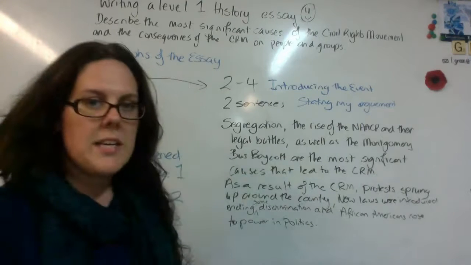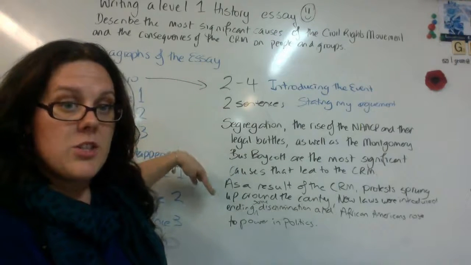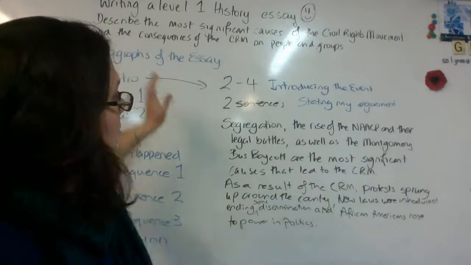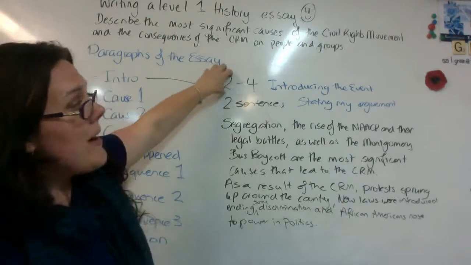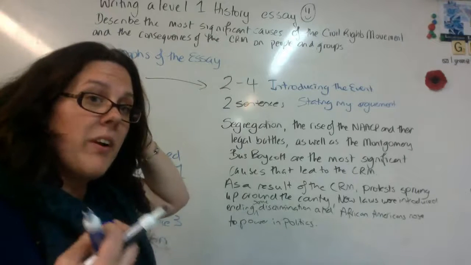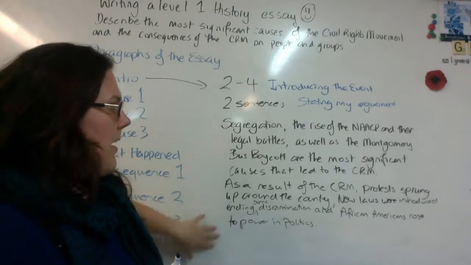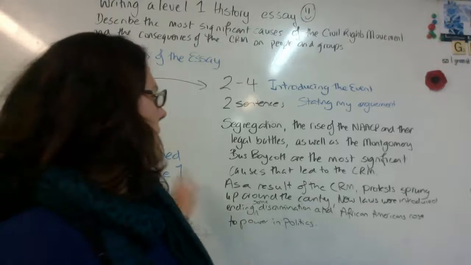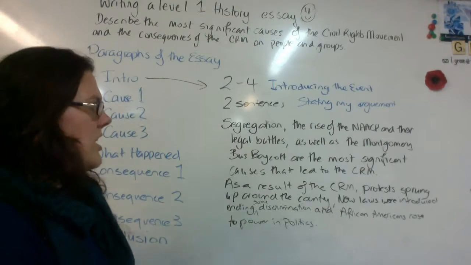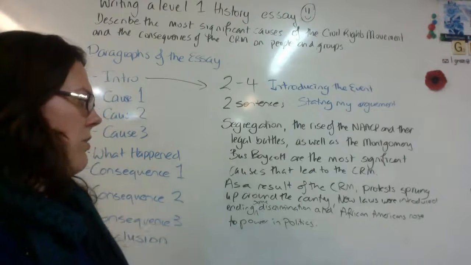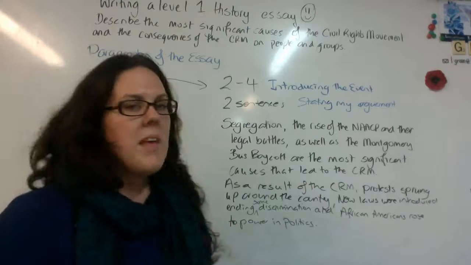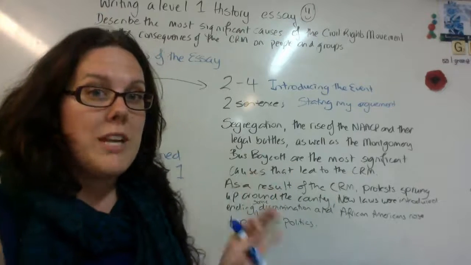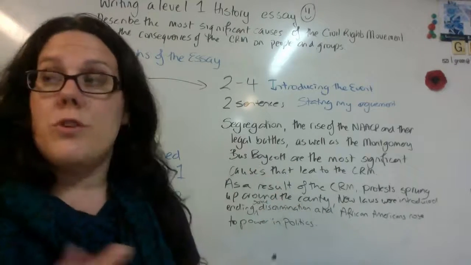Okay, so what I've done here is, with my first three sentences that I wrote before, that I showed you, and now my next two sentences, I've created my introduction. So something along the lines of introducing what the civil rights movement is about, how it started, what it did, then starting to link into what I'm going to talk about in my paragraph. So segregation, the rise of the NAACP and their legal battles, as well as the Montgomery bus boycott, are the most significant causes that led to the civil rights movement. As a result of the civil rights movement, protests sprung up around the country, new laws were introduced, ending some discrimination, and African Americans rose to power in politics. From there, I've created a punchy introduction. Now, you could do one more sentence here if you need to, but what you could just do is launch into your first paragraph, which is your first cause.